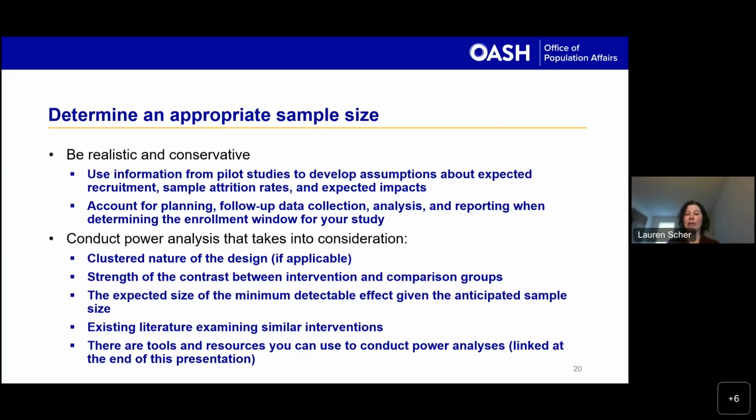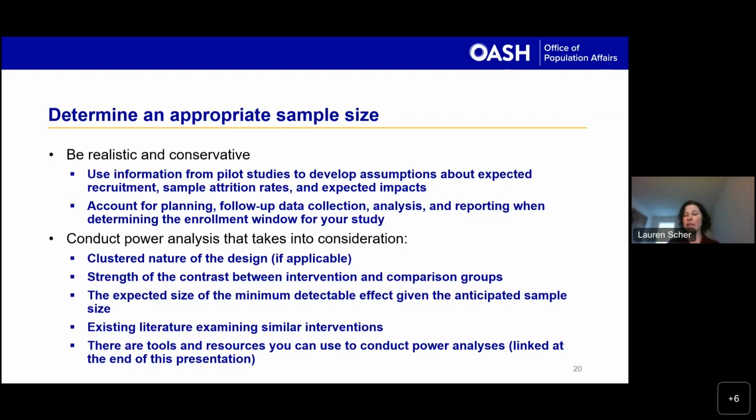This includes being realistic about expected sample attrition rates, a particular concern if you're working with hard-to-reach populations, such as those in foster care or involved in the juvenile justice system. Expected attrition rates also have implications for the length of follow-up that you might reasonably expect for certain populations. When conducting a statistical power analysis, you're going to need to determine the sample size large enough to detect statistically significant differences in your primary outcomes of interest. To do this, you should factor in the clustered nature of the design, if that's applicable, the strength of the contrast between the treatment and control groups, which we've talked about earlier, and the minimum detectable effect size you expect to observe given the expected sample size.